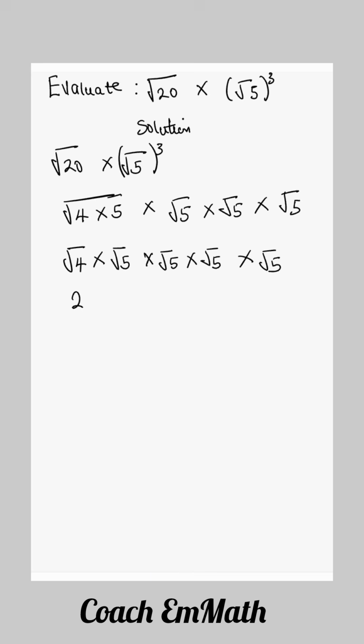So I'm going to be having 2, which is the square root of 4, times, now, the square root of 5 times the square root of 5 is the same thing as 5, and times the square root of 5 times the square root of 5 is the same thing as 5 as well. So 2 times 5 is 10, and 10 times 5 is going to give us 50. So you can see how easy this is to actually solve, okay?